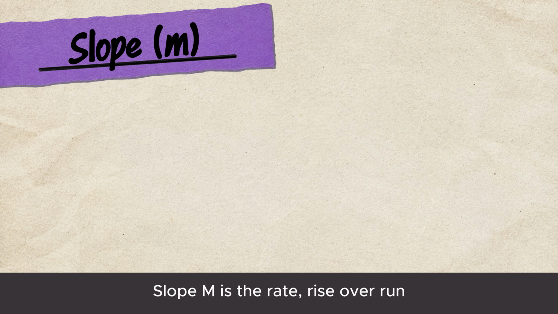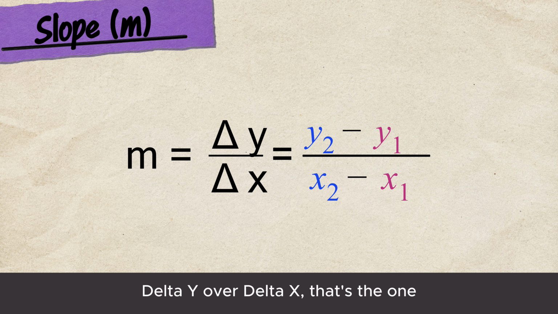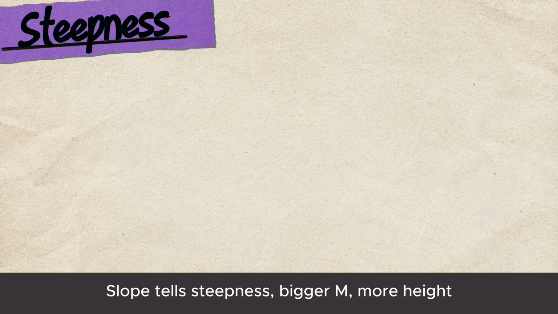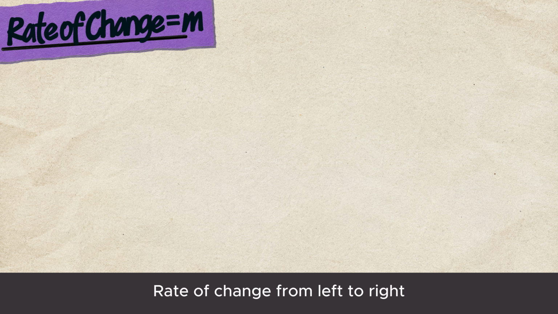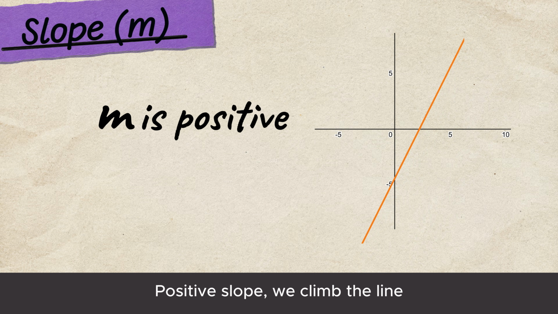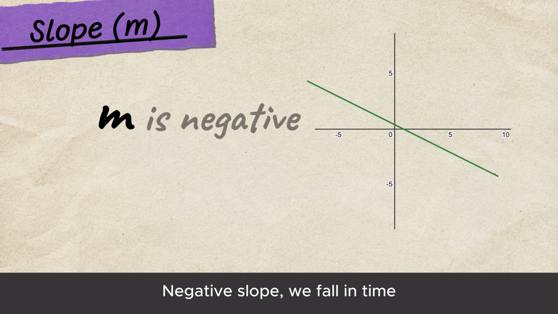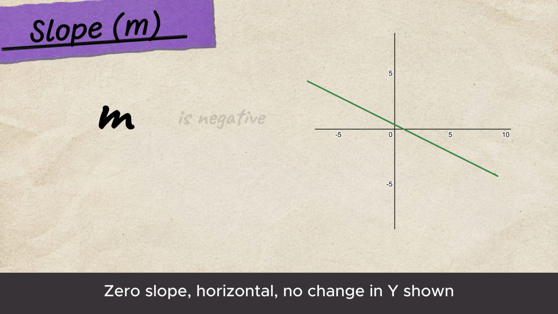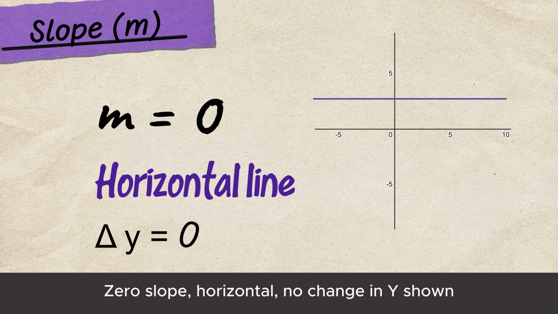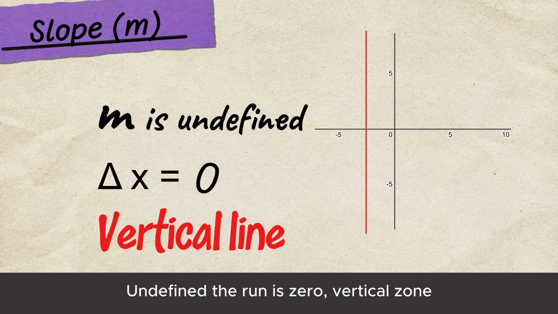Slope m is the rate, rise over run. Delta y over delta x, that's the one. Slope tells steepness, bigger m, more height. Rate of change from left to right. Positive slope, we climb the line. Negative slope, we fall in time. Zero slope, horizontal, no change. Undefined, run is zero, vertical zone.